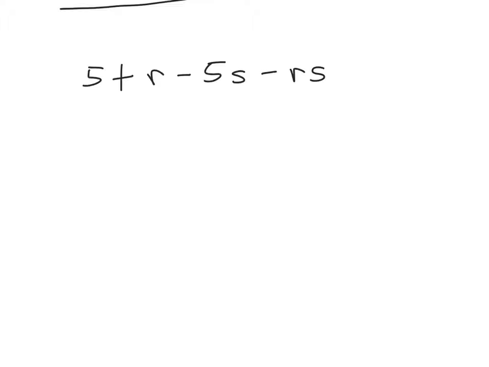Oh, okay. So we're going to do grouping. Group the first 2, group the last 2. I would've missed that one then. So out of 5 and plus r, we can take a 1 out. That's the only thing we can take out. That's going to leave 5 plus r.